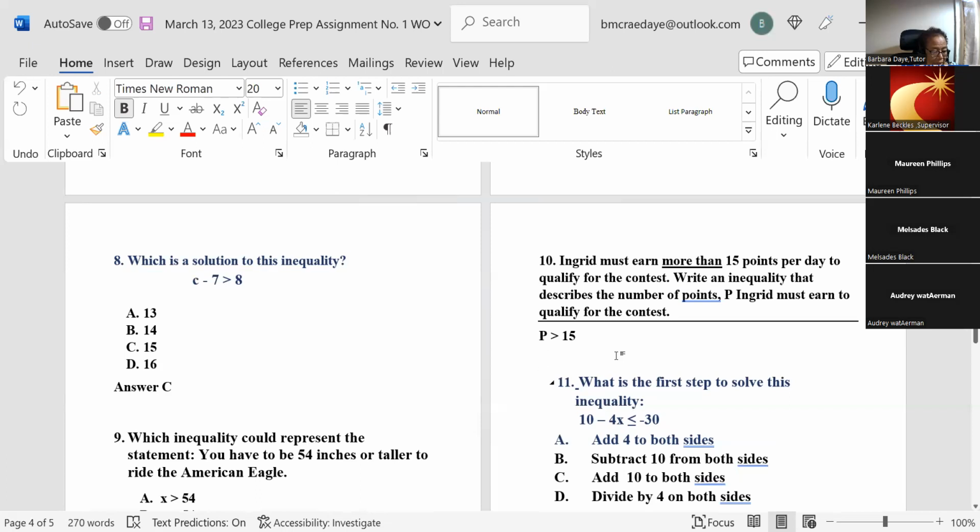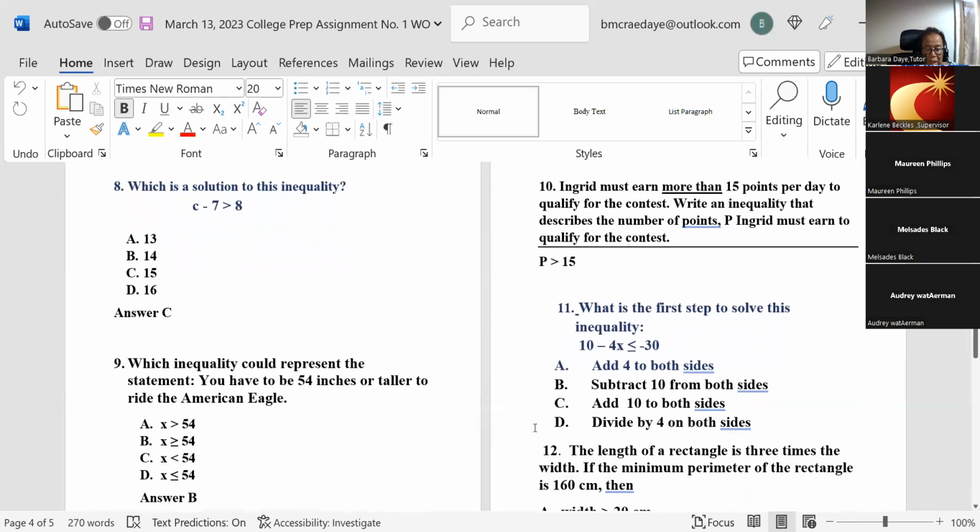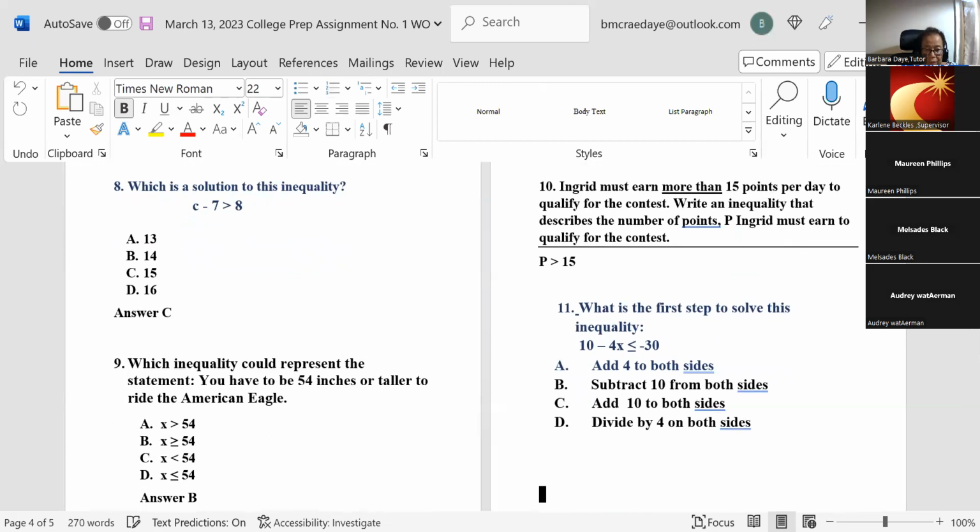Now, number 11. Now, Mercedes, you missed that one. And let's find out what the answer should be. 10 minus 4x less than or equal to minus 30. So what would be your first step here? For number 11, then I subtract 10 on both sides. But that's not what you said on your answer. You said C. You said add 10 to both sides. That's what I said.